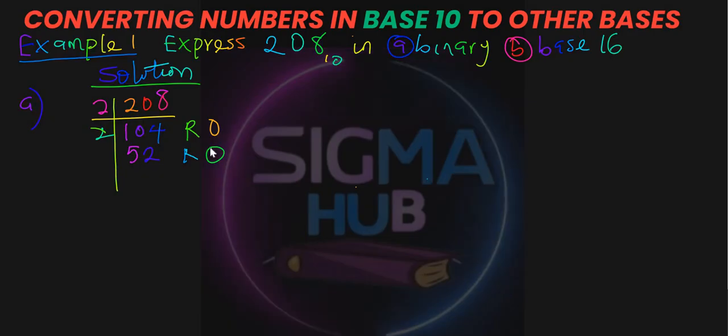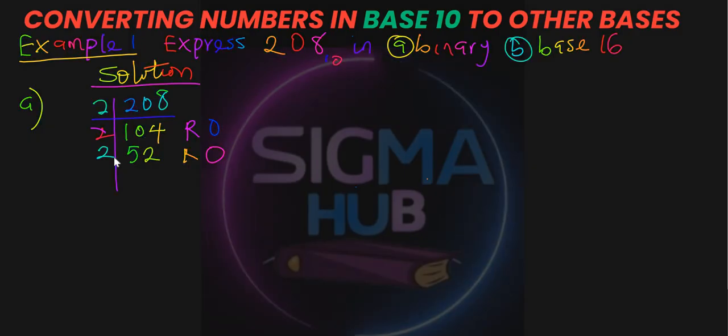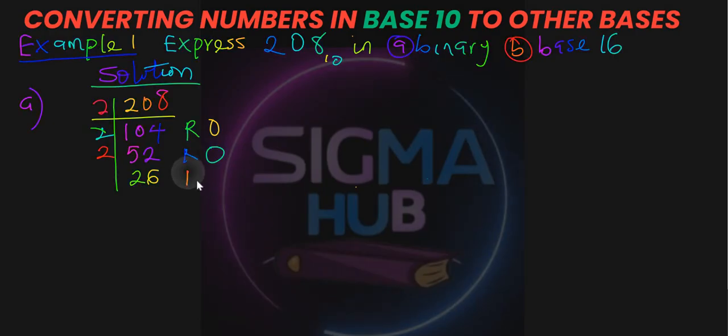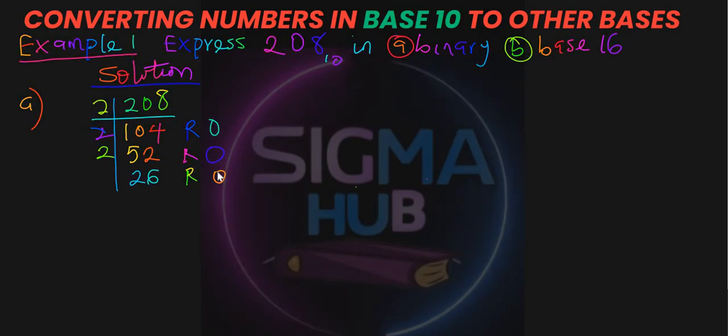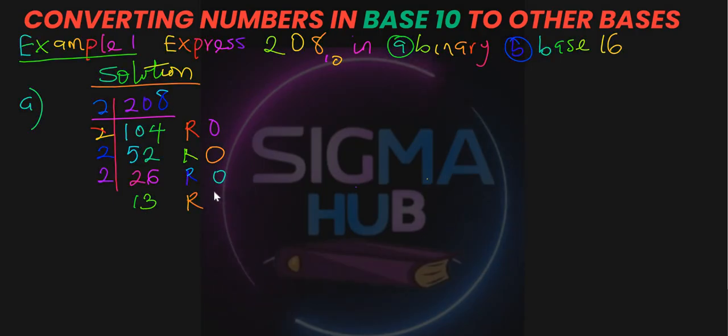Again, we divide 52 by 2. We keep dividing until we can no longer divide. So 52 divided by 2 will give us 26, with remainder 0. Again, 26 divided by 2. We keep dividing by the base we are converting to. In this case, don't forget, it is base 2. That's why we are dividing all through by 2. So 26 divided by 2 is going to give us 13 without any remainder. Remainder 0.